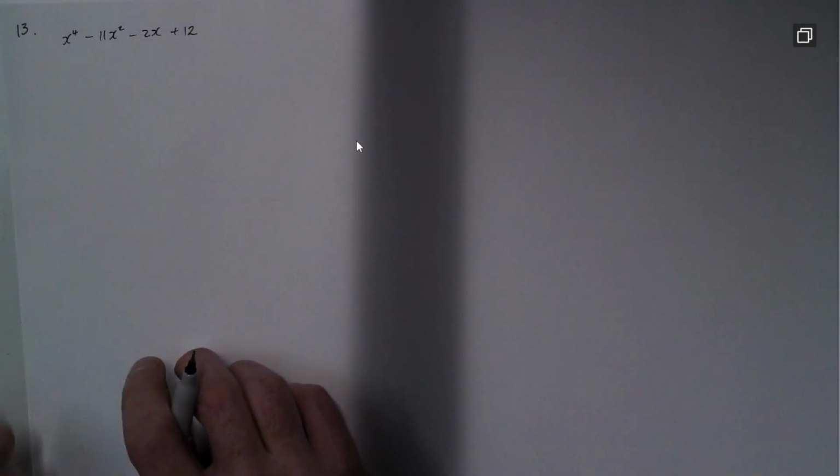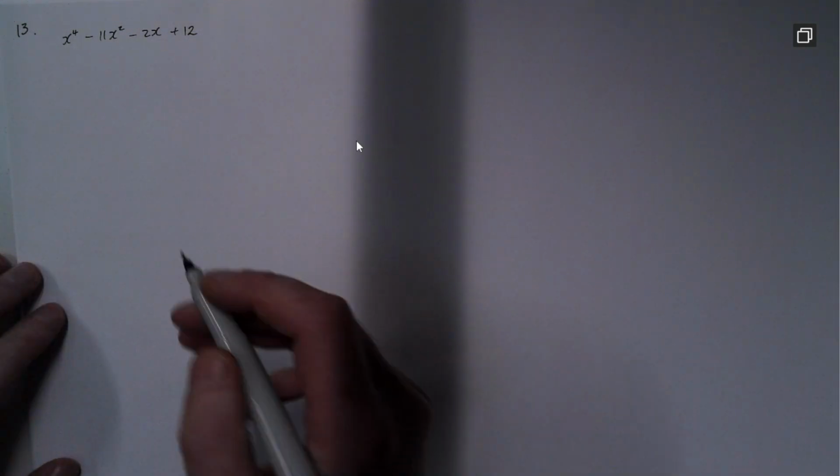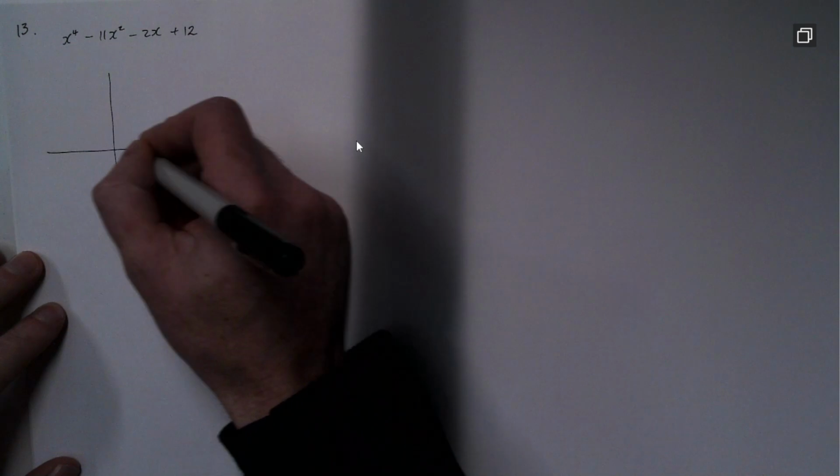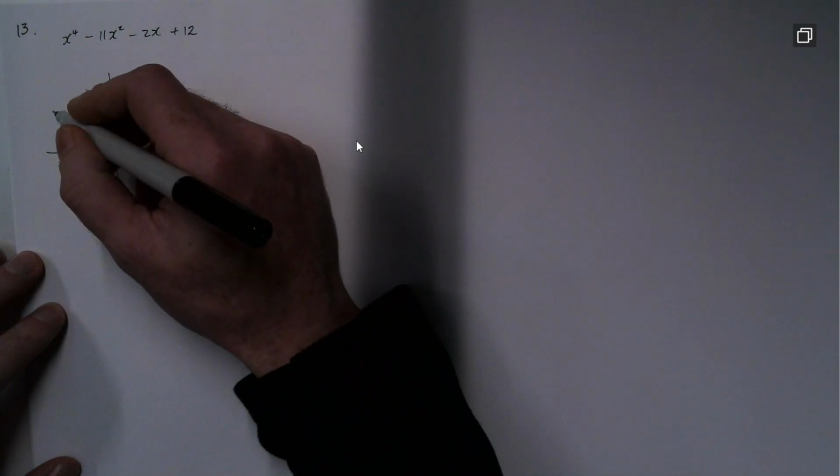Okay, now the curve y of x is shown below. Find the two non-integer solutions of the equation. Okay, now, look at the graph. So we just got our free graph.